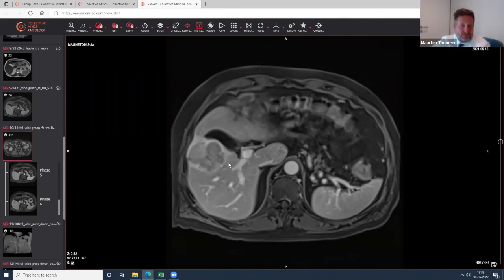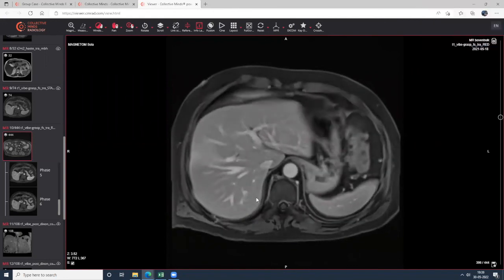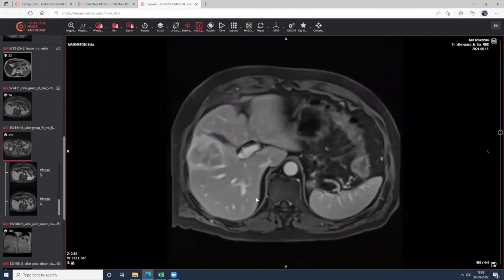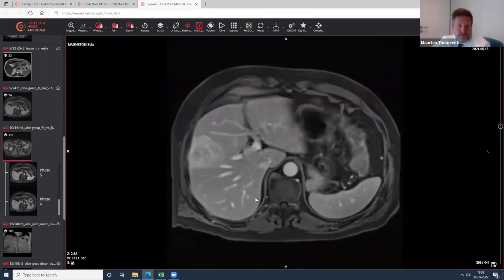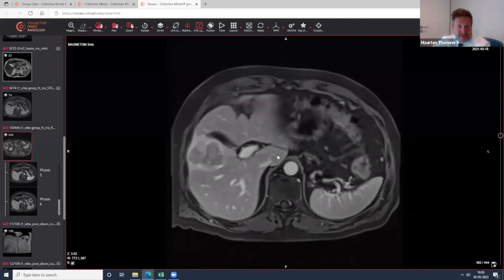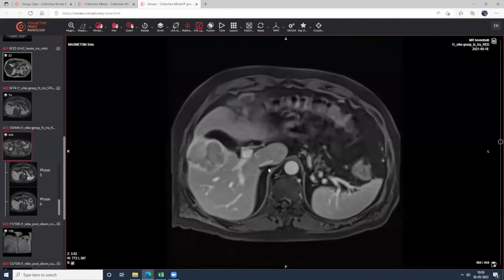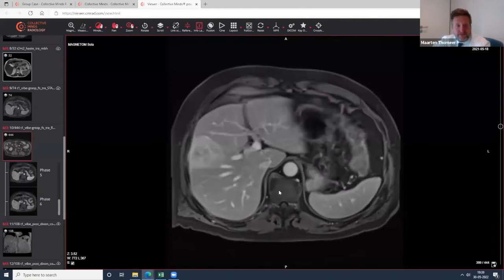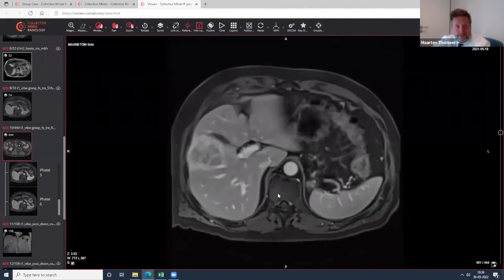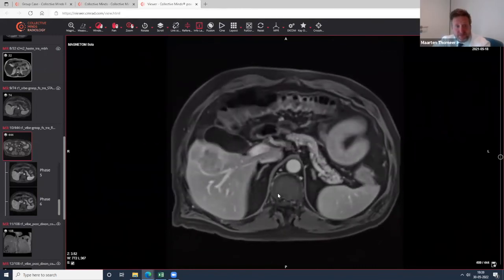With hindsight, you might say that segment 1 is quite large, but that's the only thing. Yes, I agree. This segment 1 is quite large. So this can be used for liver disease, of course. Yes.